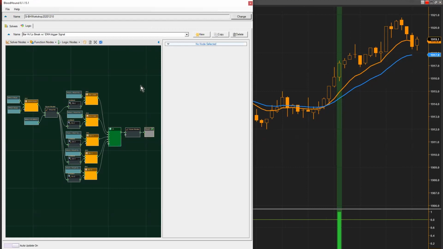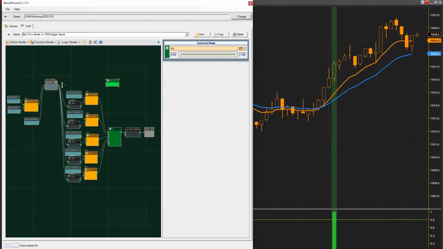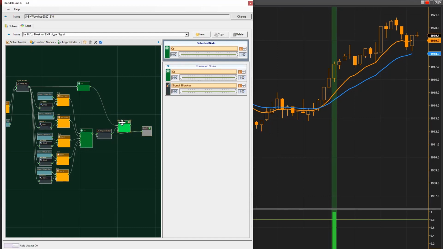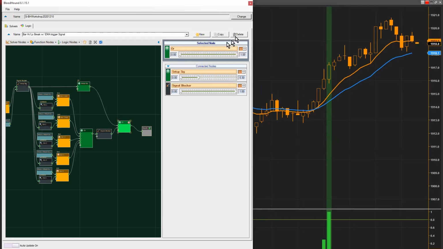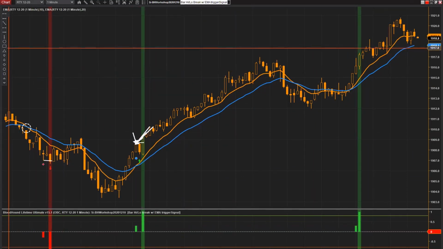And let's do one other neat little trick here that I like to do. So with 2 extra OR nodes, this will become apparent in just a moment. There. All right, so what these extra OR nodes are doing is I can now identify the setup bar and the signal bar at the same time.